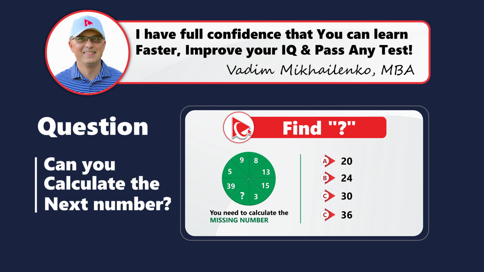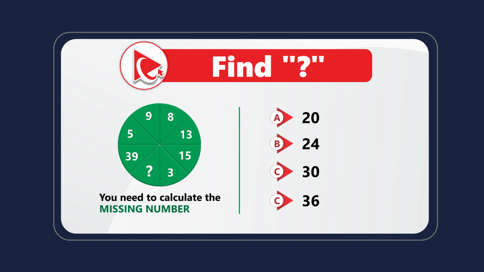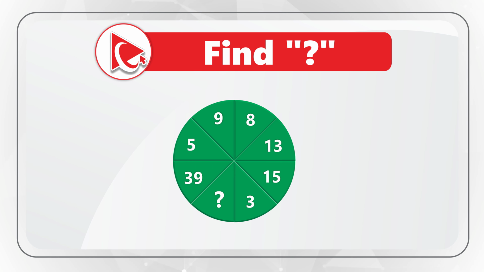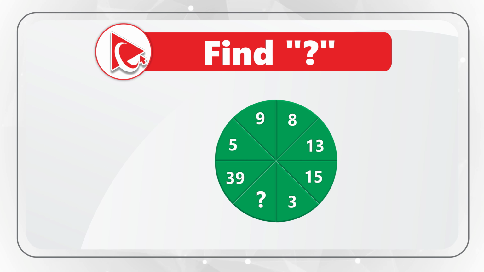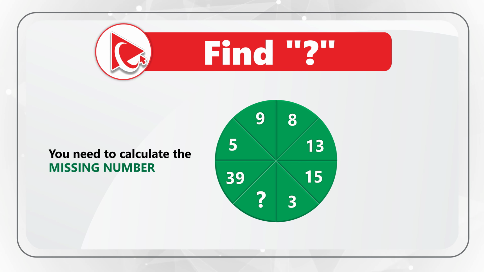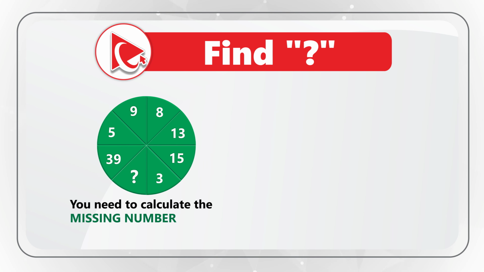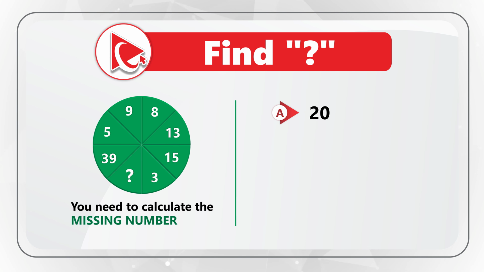Here's a problem some people might find challenging, but in reality, it's very easy to solve. You're presented with a circle broken down into 8 sections. In each section there is a number, and in one section the number is missing, and you need to calculate the missing number. If we start with the 8 o'clock, the numbers that are present are 39, 5, 9, 8, 13, 15, 3, and then comes the missing number. You need to calculate the missing number out of 4 possible choices. Choice A, 20, choice B, 24, choice C, 30, and choice D, 36.